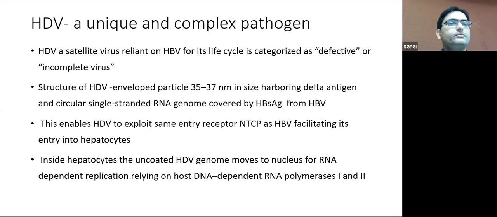So after discussing a few studies from India, let us go into the structure and the unique things about hepatitis D virus. Hepatitis D virus, as previously told, is a satellite virus which is reliant on hepatitis B for its life cycle and is categorized as a defective or incomplete virus. Its structure has a particle of 35 to 37 nanometer size, harboring a delta antigen and a circular single-stranded RNA genome, which is covered by HBsAg from hepatitis B virus. This enables the hepatitis D virus to exploit the same entry receptor, that is NTCP.